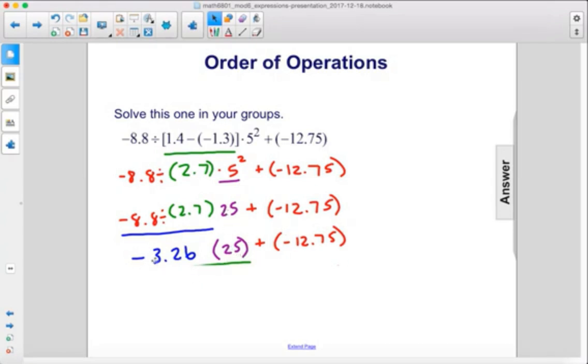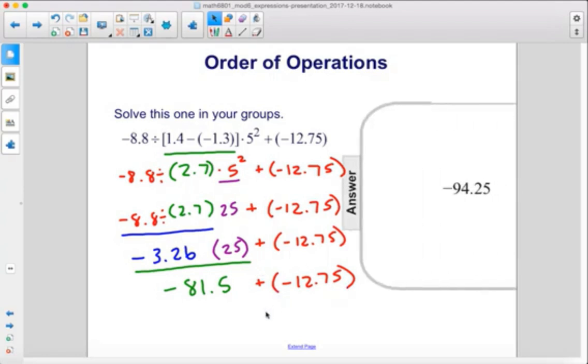So next we want to do this multiplication, and we do negative 3.26 times 25 gives us negative 81.5, and then we finally have this last bit where we subtract 12.75 and we get negative 94.25 as our answer.